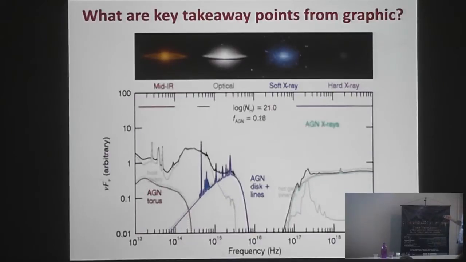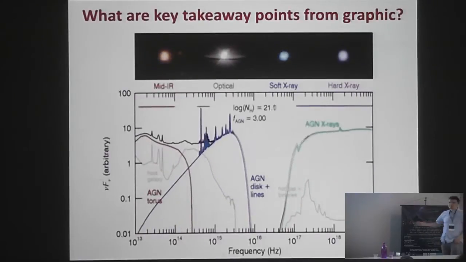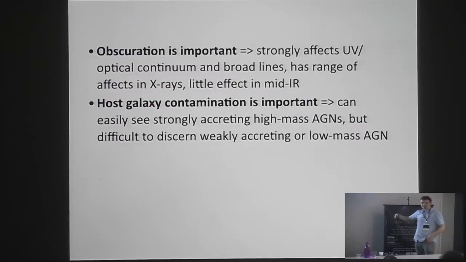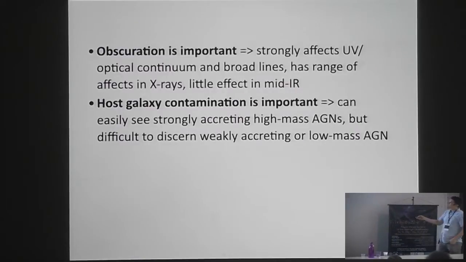Okay, so we've sort of said all of the takeaway points of this. Obscuration is super important. It affects the UV, it affects the optical continuum, it affects the broad lines, which are embedded very close to the AGN. It has a range of effects in the X-ray, but if you have a hard enough X-ray survey, so if you go into a high enough energy band, it doesn't affect it too much. Little effect in the mid-infrared.